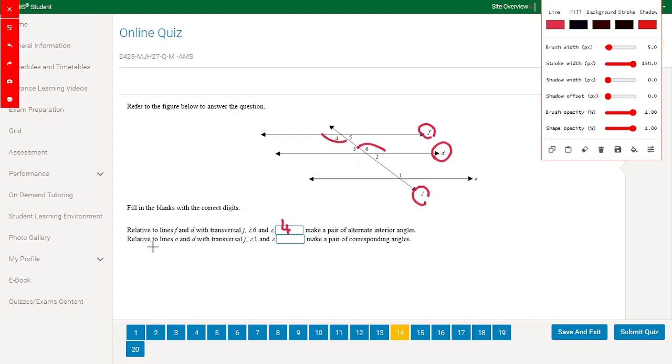And now relative to the line E and D, we have these two lines with transversal J, okay. Now angle 1, so we have angle 1 and angle something that will make a pair of corresponding angles. Corresponding angles, it will be 1 and 6. So here the answer will be 6.